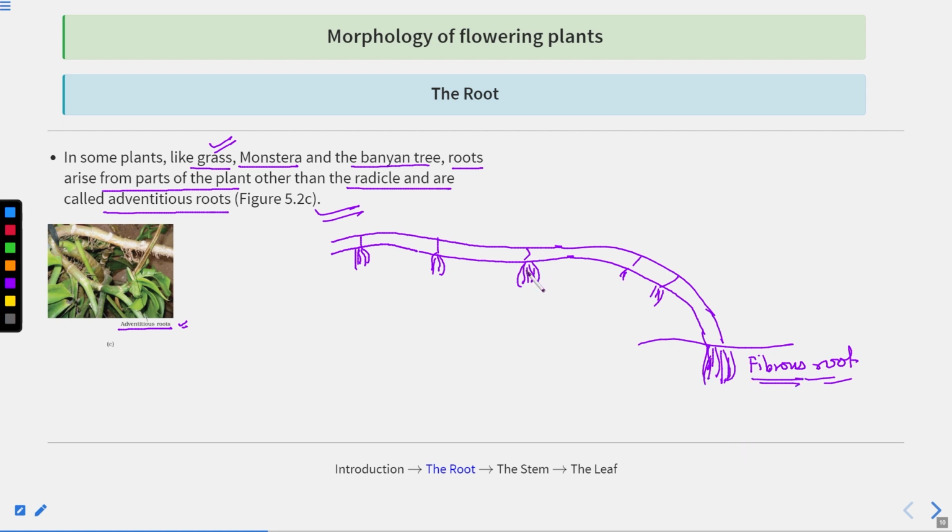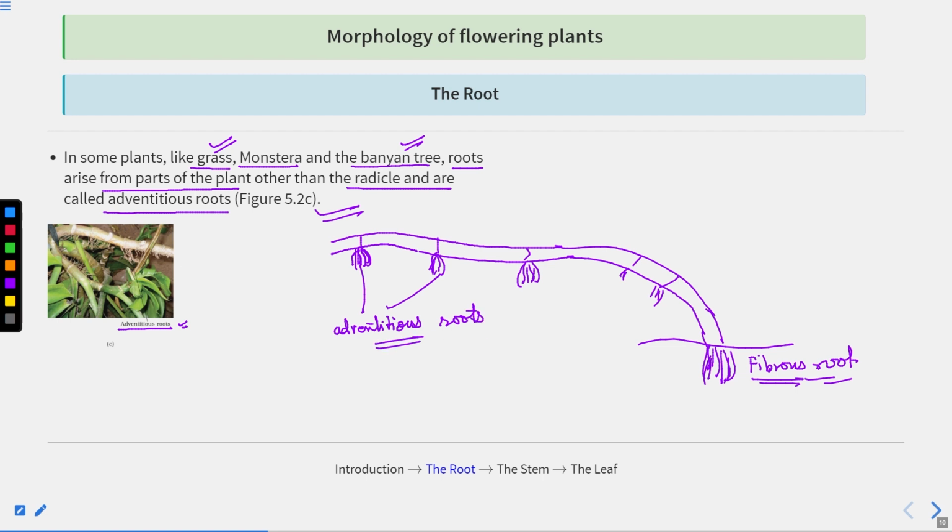But this occurs in dicots as well as monocots. The banyan tree is a dicot plant, and in that banyan tree also we can see adventitious roots. You see these hair-like structures that are coming out, and these are called adventitious roots.